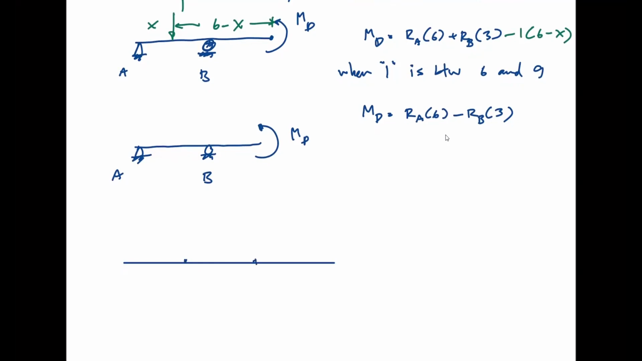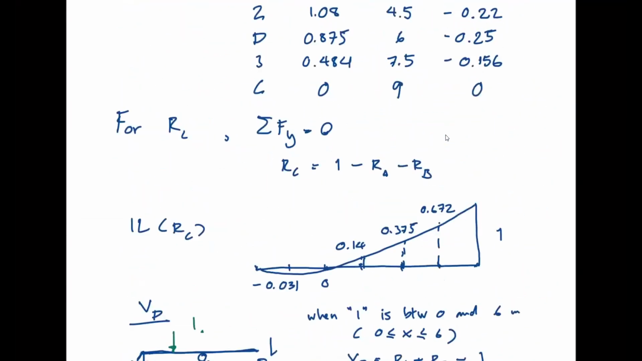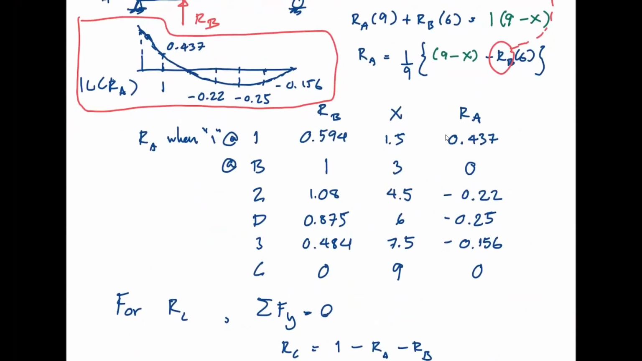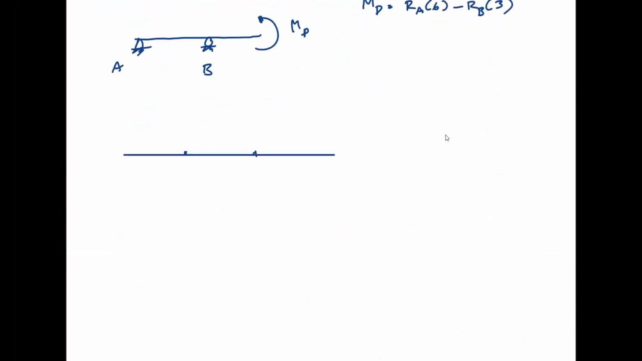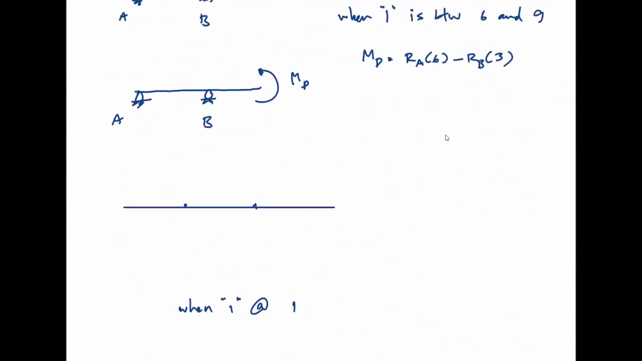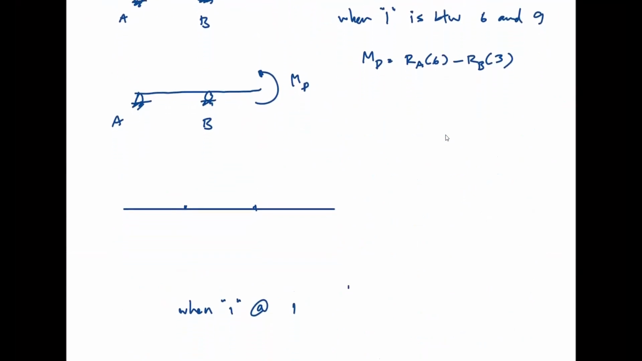But let me try to. Okay. That's our free body diagram. So we're going to have to do this. It means that I need to do something like this. Let's see. Let's try to be consistent. Okay. When the unit load is at 1, what's involved?